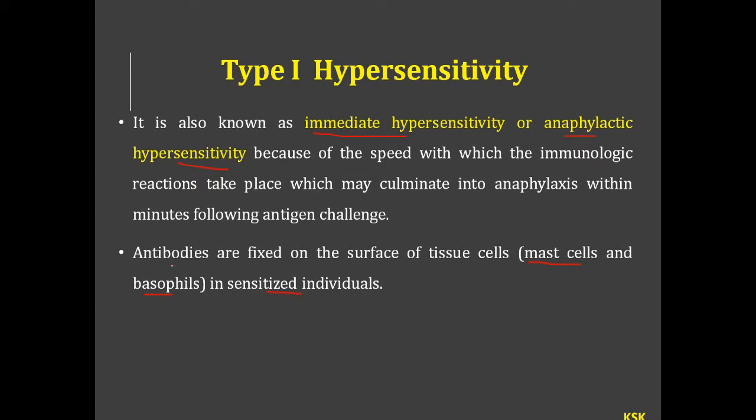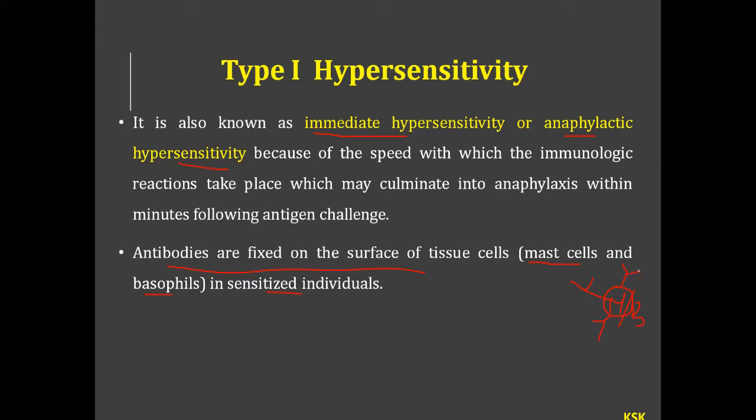In the sensitized host, the antibodies get fixed onto these. Suppose this is a mast cell, or also known as a basophil cell. Upon the surface of these tissue cells, the antibodies get fixed onto the surface.